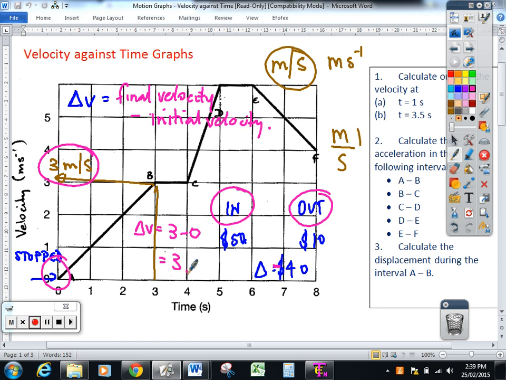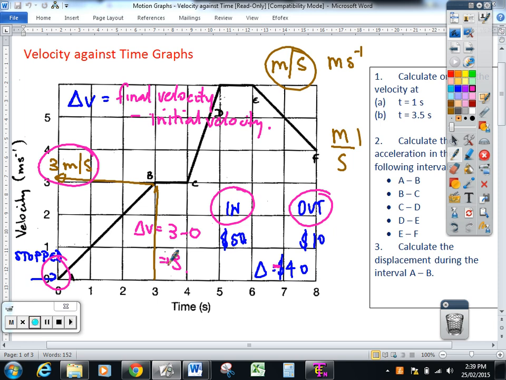So is it a positive 3 or a negative 3? It's a positive 3, isn't it? 3, final minus initial, positive 3. That means we've gained 3 meters per second. Okay. Are we okay with that part first?